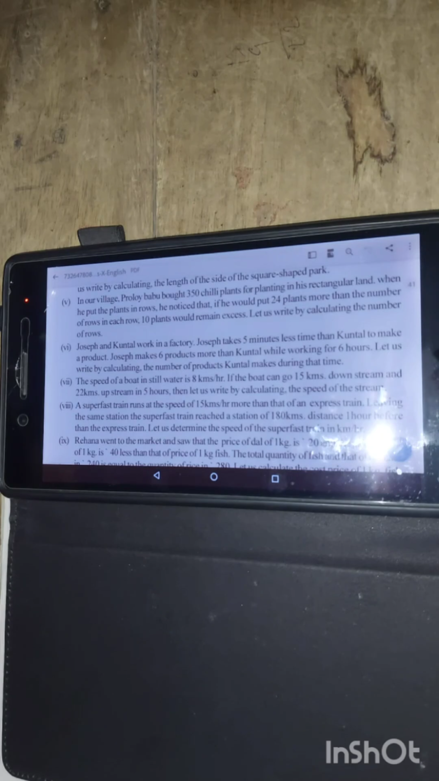Now let us read question number 5. It says, in our village, Proloy Babu bought 350 chili plants for planting in his rectangular land. When he put the plants in rows, he noticed if he would put 24 more plants than the number of rows in each row, 10 plants would remain excess. Let us write by calculating the number of rows.